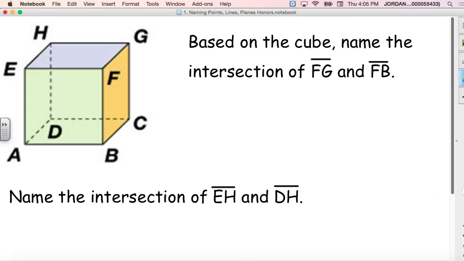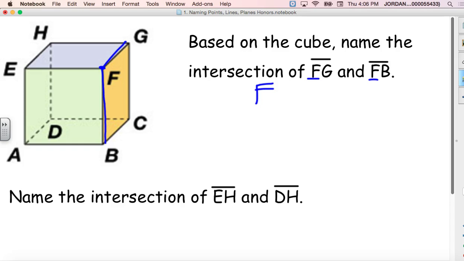All right, so now looking at a cube, based on the cube, name the intersection of FG and FB. So right here is FG, and FB is right here. Where do those two lines intersect? They should intersect at a point. Two lines intersect at a point, and we can see they intersect at point F. Notice that that is the letter they share, right? Two lines are going to intersect at the letter that they share. A lot of times, not always, but in that situation they do.